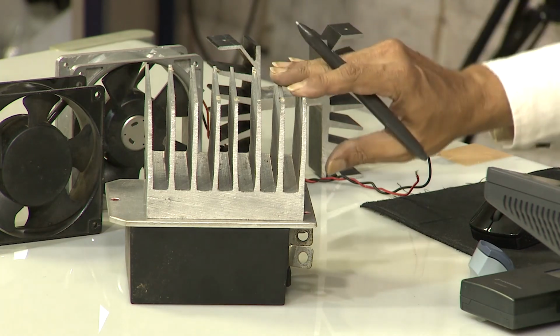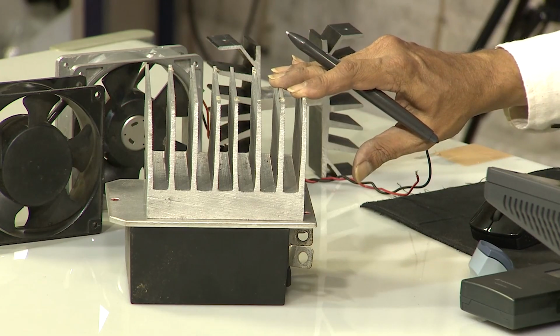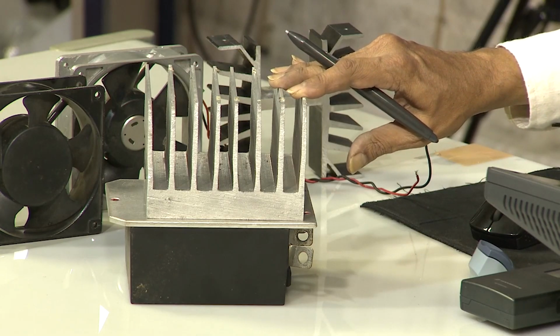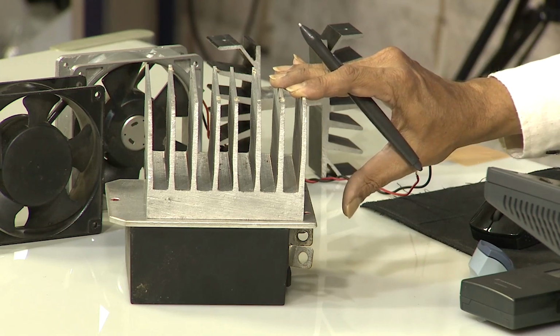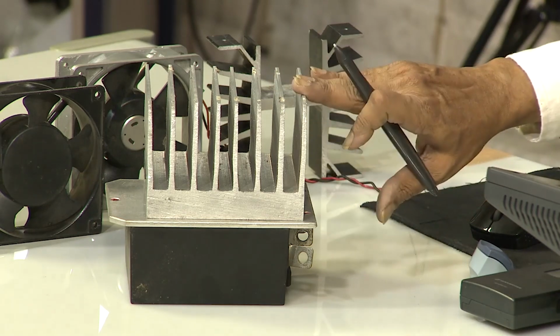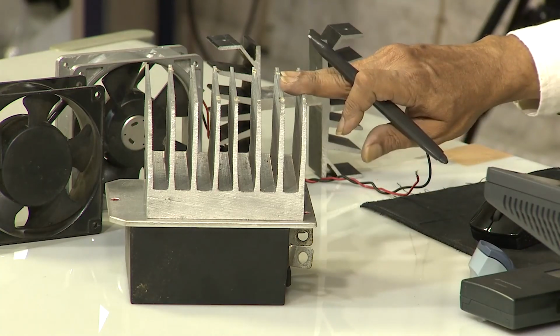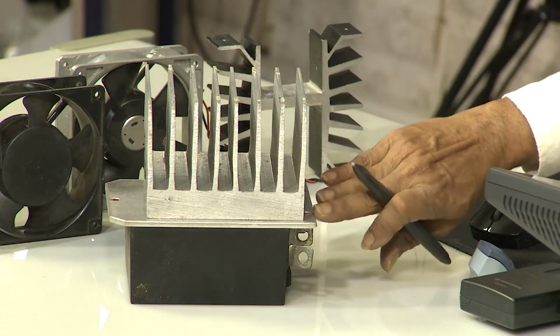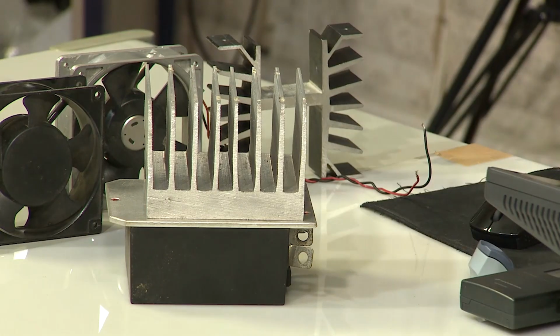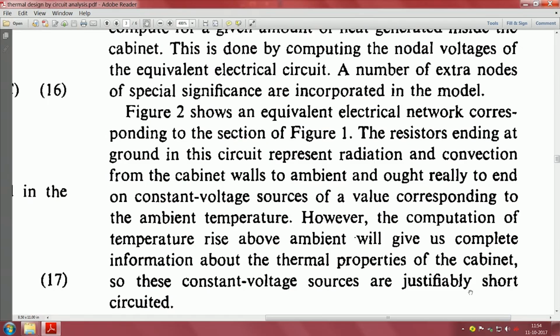If you make it very big, that is only a waste of material, increasing the weight and cost of the whole thing. If you make it very small, while this temperature is high and it can transfer effectively to the ambient, the temperature differential here for heat transfer by conduction reduces. So, coming back to this again, next you will see the computation of the temperature rise above ambient will give us complete information about thermal properties of the cabinet. So, this constant voltage is justifiably short circuited right now.